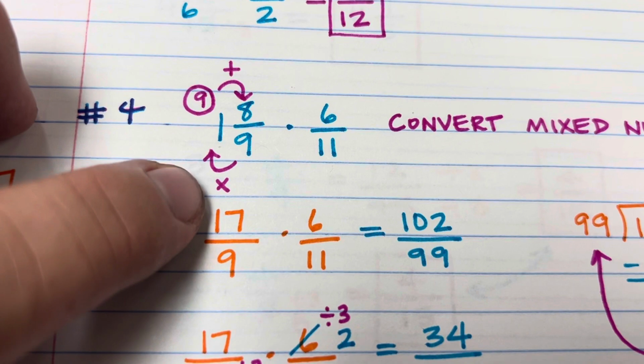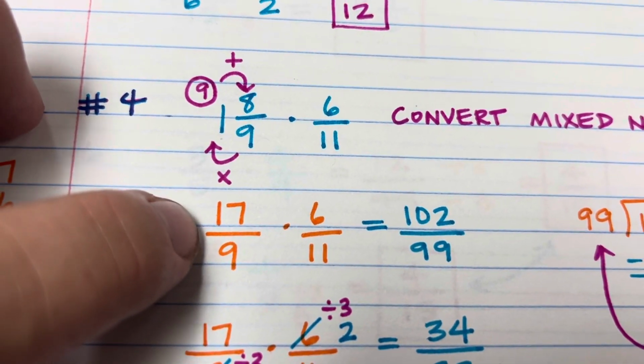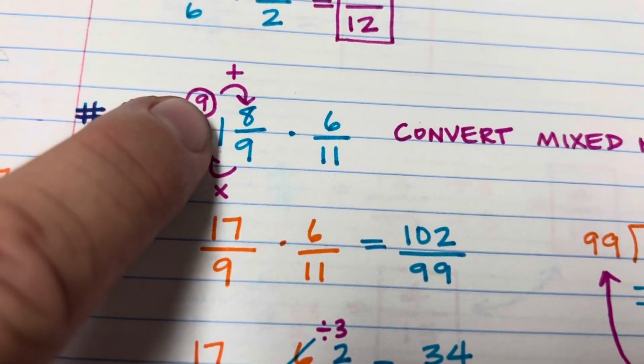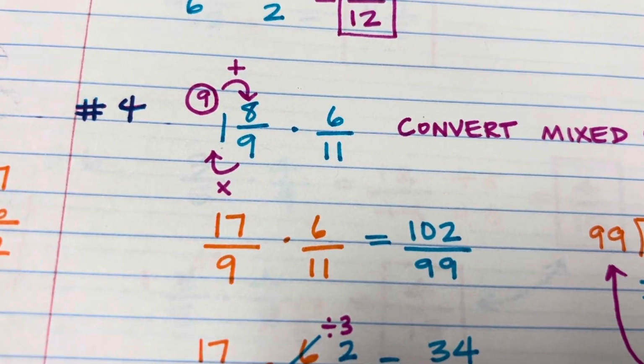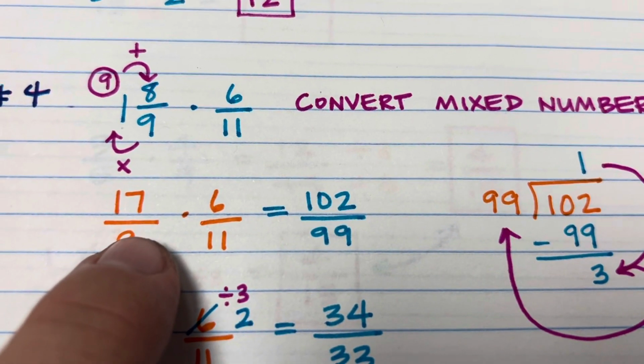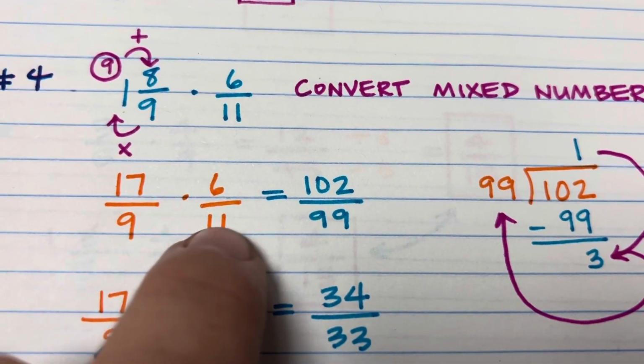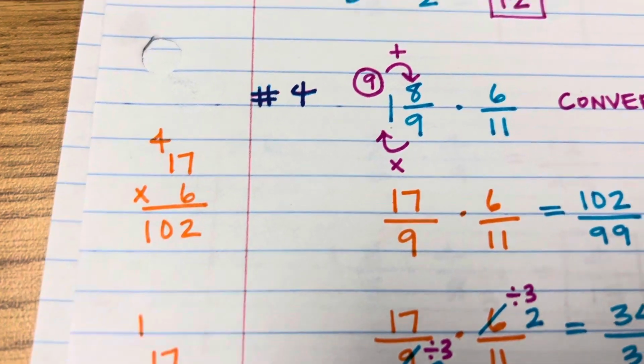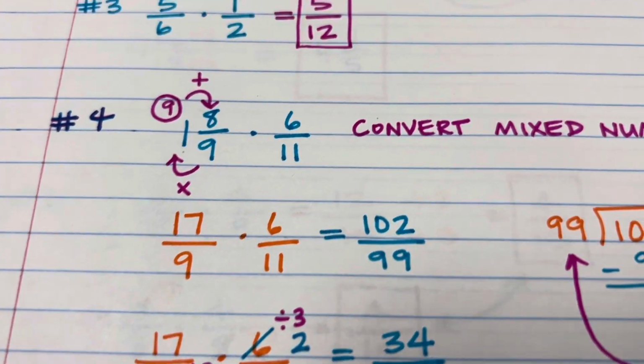We've converted it to an improper fraction now. So now we can multiply it by 6/11. We don't have that whole number anymore to deal with. We got rid of it. So now we can multiply. 17 times 6 is 102. 9 times 11 is 99. You can see I had to figure that out over on the side of my paper, so you can do that too if you need to.